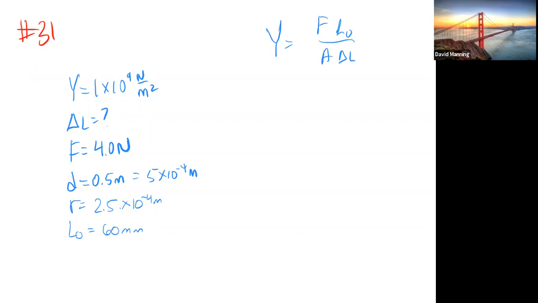We want to find force. So we're just going to cross multiply, and then we just plug in our values. Now the area is pi times the radius squared.